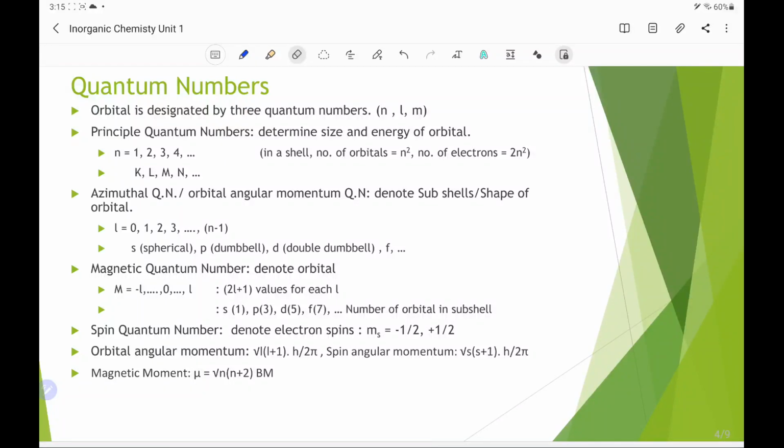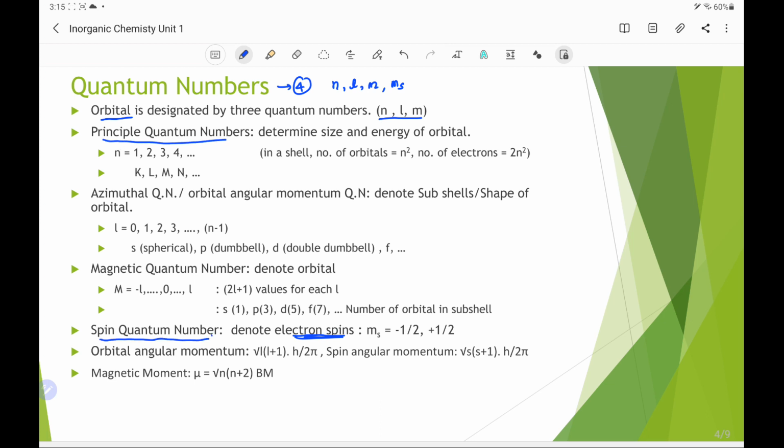Next point is quantum numbers. There are four quantum numbers. These are principal quantum number n, azimuthal quantum number l, magnetic quantum number m, and spin quantum number s. So an orbital is designated by three quantum numbers, that are n, l, m: principal, azimuthal, and magnetic quantum number, while the spin of the electron is denoted by the spin quantum number.